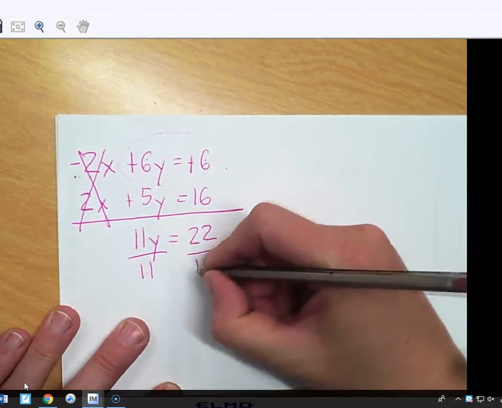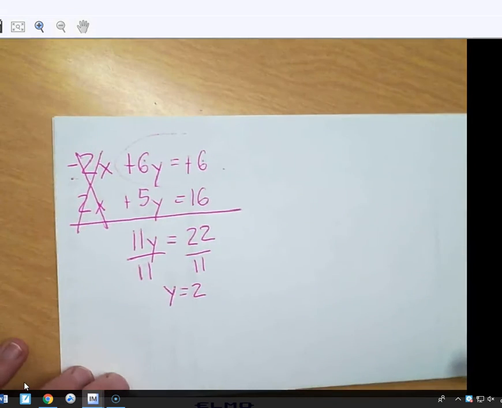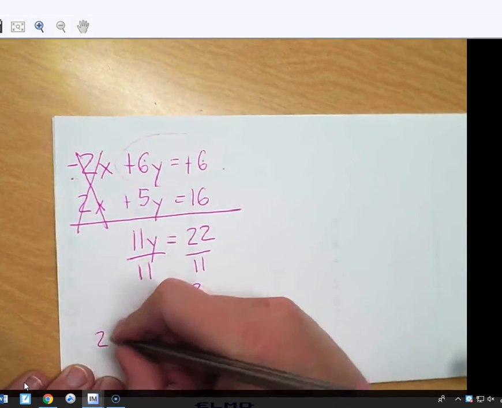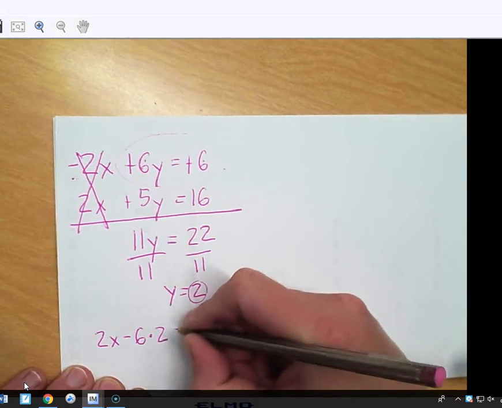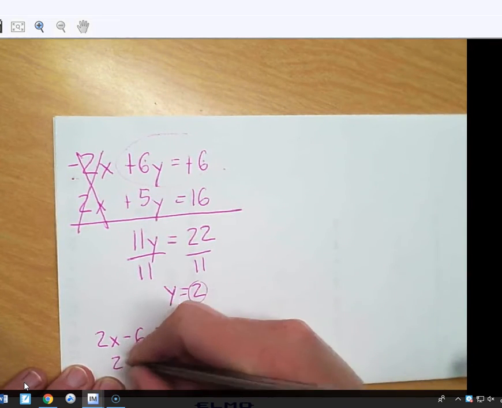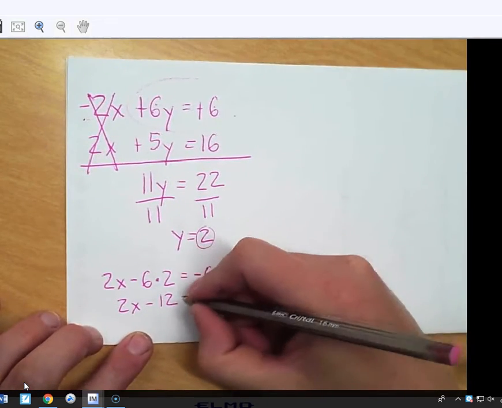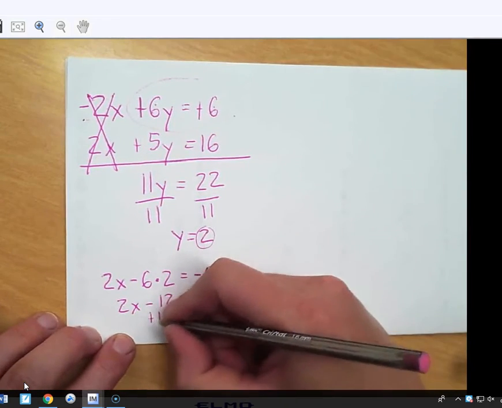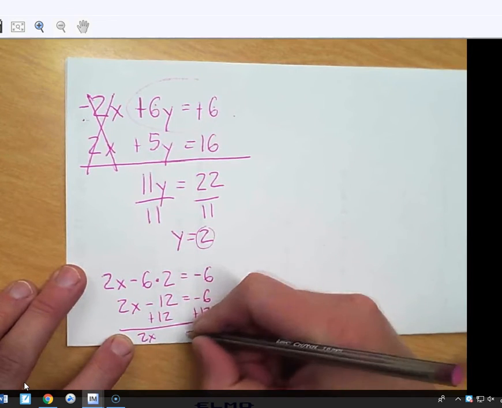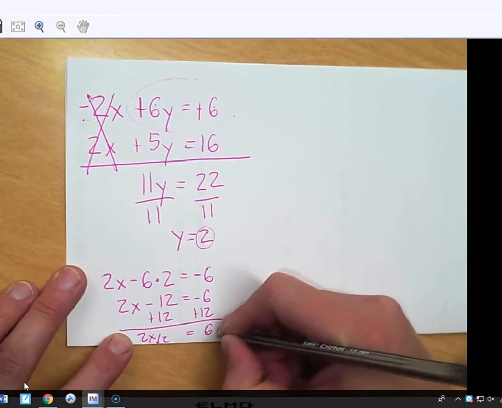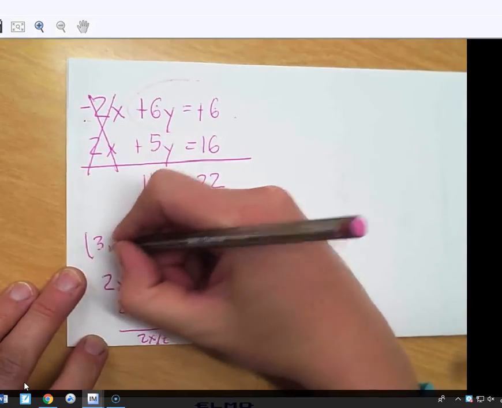Divide both sides by 11, and I end up with y equals 2. Take my original equation, 2x minus 6y, I'm going to replace the y with a 2. Equals negative 6. 2x minus 12 equals negative 6. Add 12 to both sides. I get 2x equals 6, and divide by 2. X equals 3. So my answer is (3, 2).